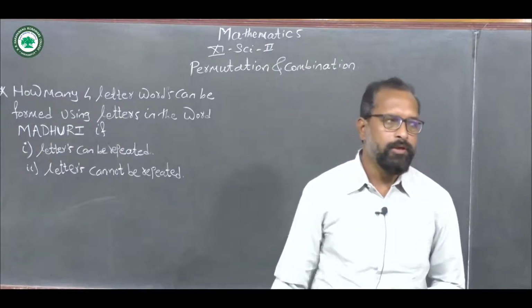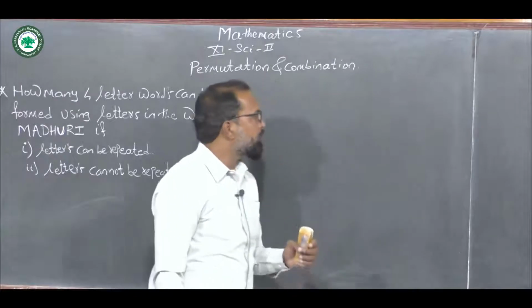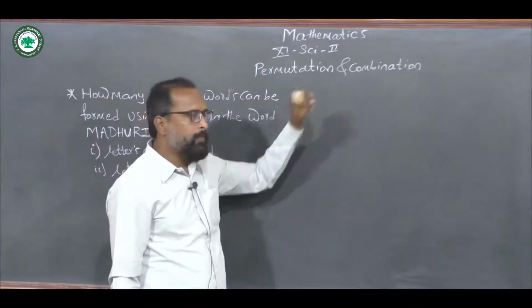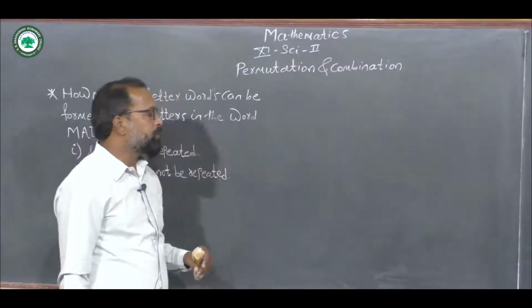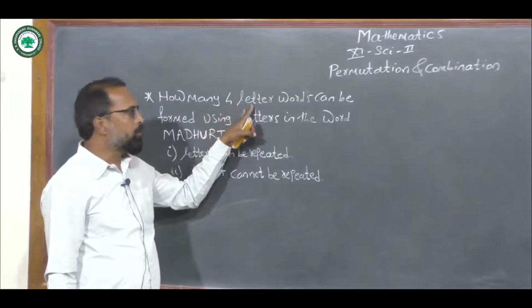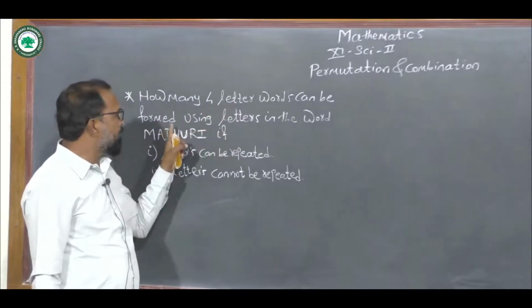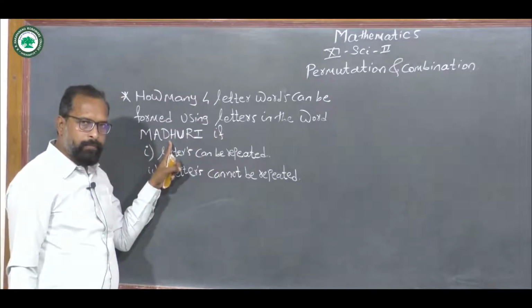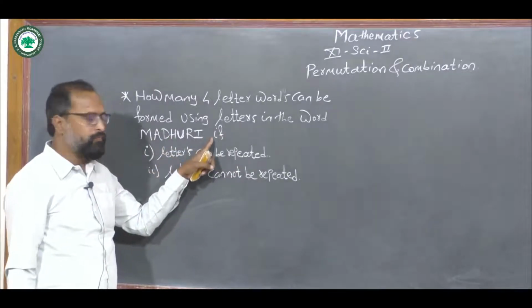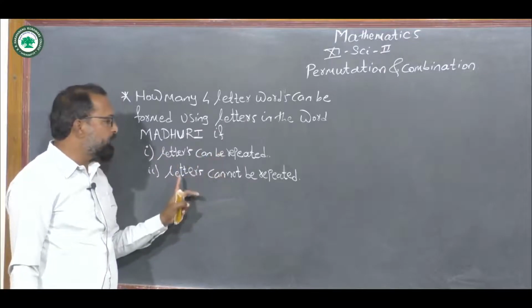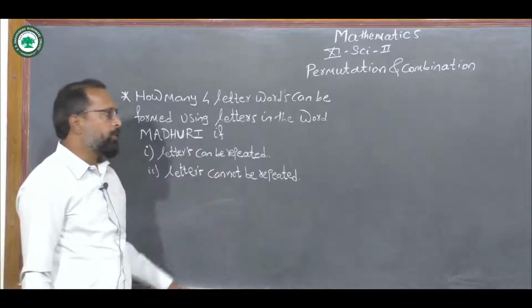In today's lecture, we continue our chapter Permutation Combination from 11th Science. Now, the example, the problem is: how many 4-letter words can be formed by using the letters in the word Madhuri if there are two restrictions? First one is letters can be repeated and second one is letters cannot be repeated.